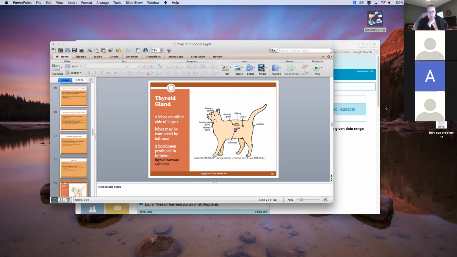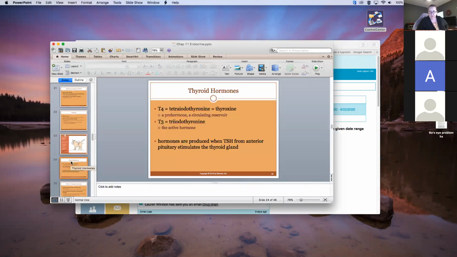Remember T3 and T4, and you can know them as T3 and T4. Basically, they're the thyroid hormones. And basically they get released when TSH is released, triggers them, they're released in the bloodstream.